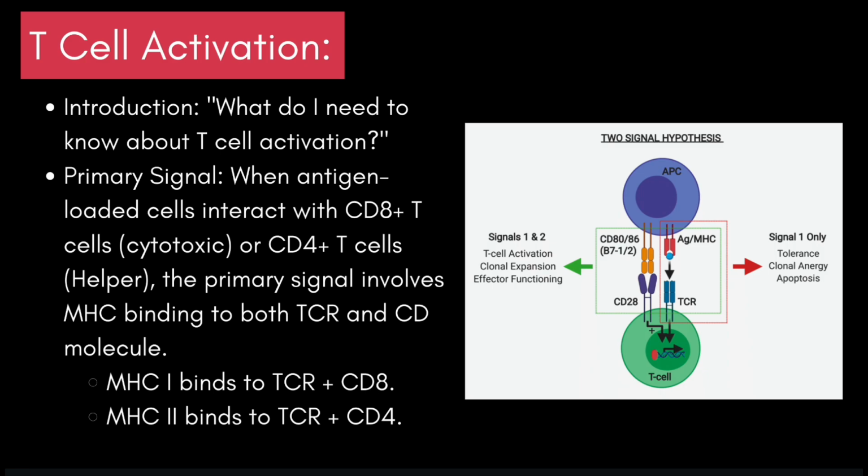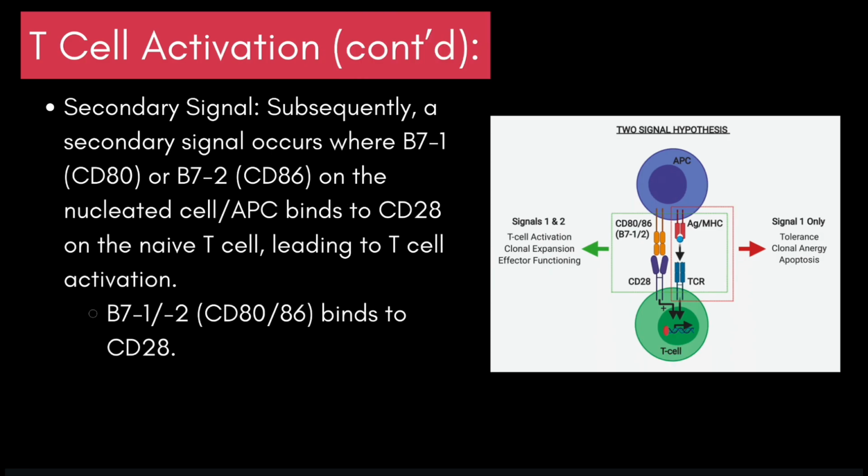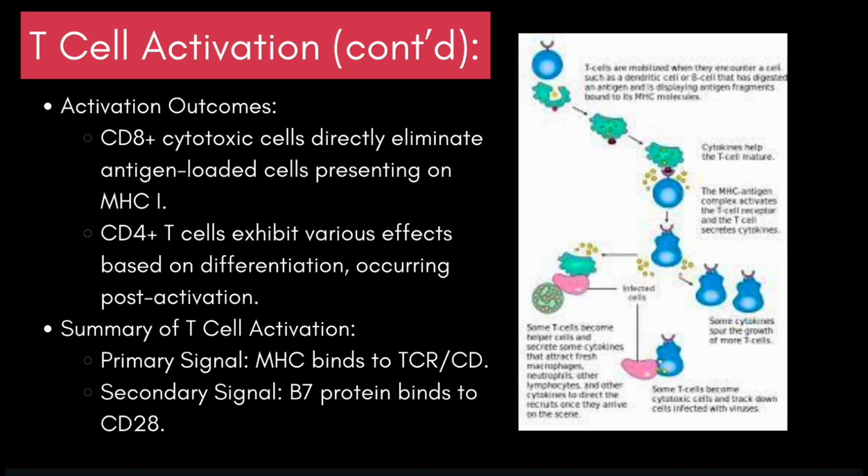Let's go ahead and go to the next slide. This is going to be a continuation of the first slide. Meanwhile, the secondary signal occurs where B7-1, known as CD80, or B7-2, known as CD86, on the nucleated cell or antigen presenting cell binds to the CD28 on the naive T cell, leading to T cell activation. So B7-1 or B7-2, CD80 or CD86, binds to CD28 in the secondary signal. Let's go ahead and move on to the next set of content.